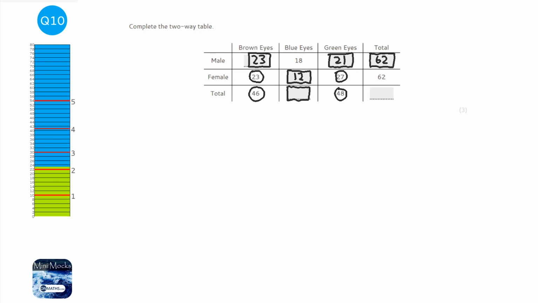And if there's 18 males with blue eyes and 12 females with blue eyes, that means there's going to be 30 altogether. Now this total is either the total of these ones or the total of these ones, and they should give you the same number. Don't add the blue and the green ones together, so it's only one of them.